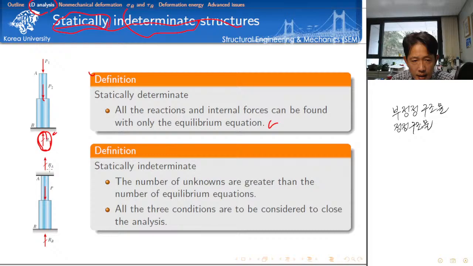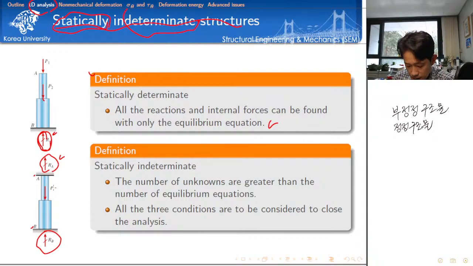But if you look at the second example, we have two reactions because the bottom and the top ends are fixed. That's why we have the reaction at point A and the reaction at point B. But we can use only the equilibrium equation in the vertical direction. That's why we cannot determine the reactions with only the equilibrium equation.